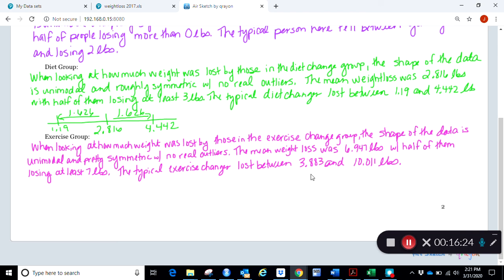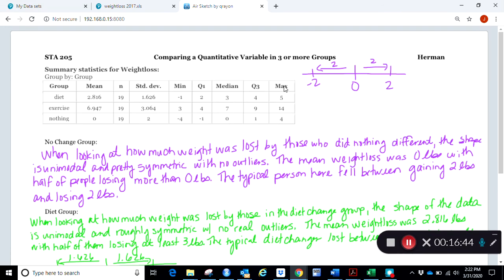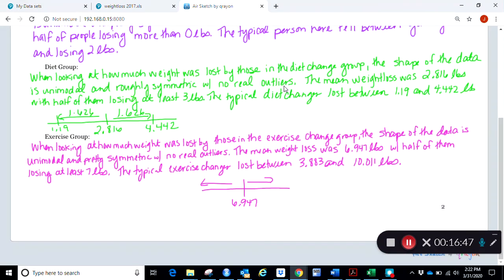Our typical value is between 3.883 and 10.011. Again, getting that from looking at our mean, which was 6.947, and then going out our standard deviation in either direction, which was 3.064 when I rounded to 3 decimal places here, giving me that 3.883 and 10.011.